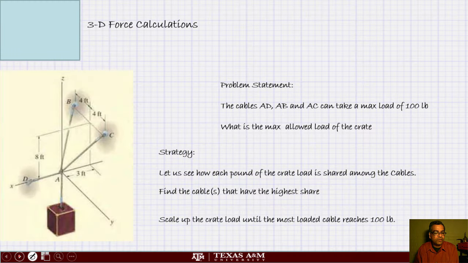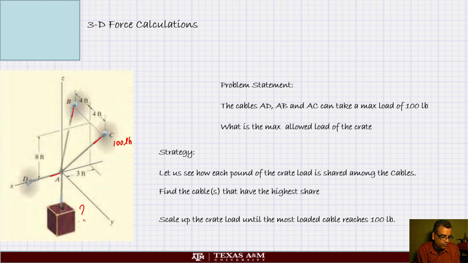So here is the problem statement. I have a crate which is hung from 3 cables. Can you see that? AB, that's this cable, AC, that's this cable, and AD, that's that cable. And what we know is that the max load on the cables has to be 100 pounds. So the question is, how much is the load on the crate? How much can we take? How big of a crate can we use with this set of 3 cables?